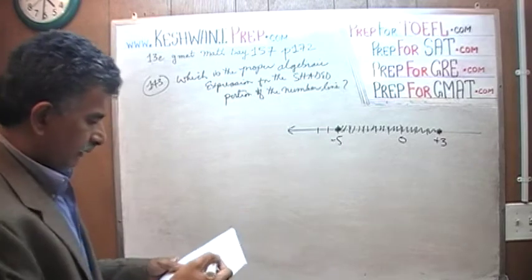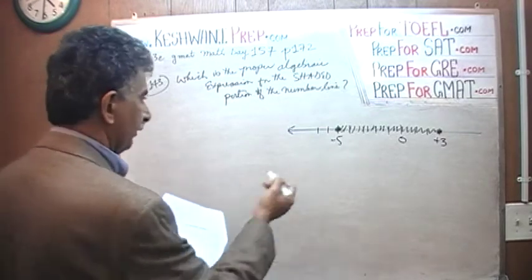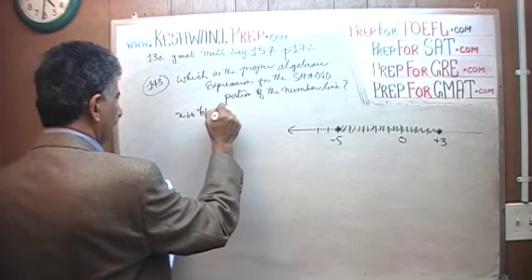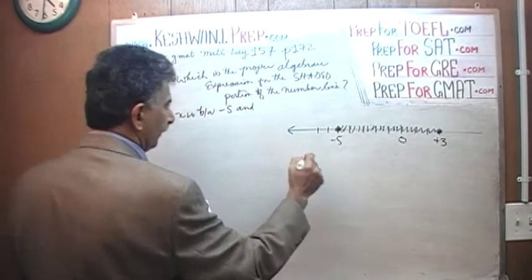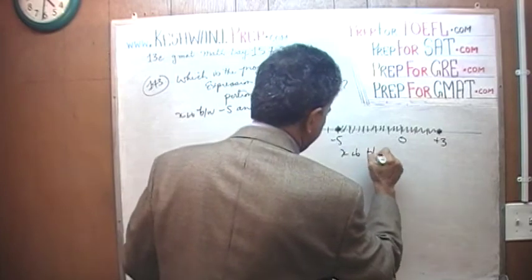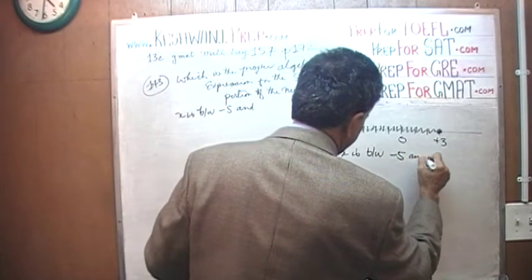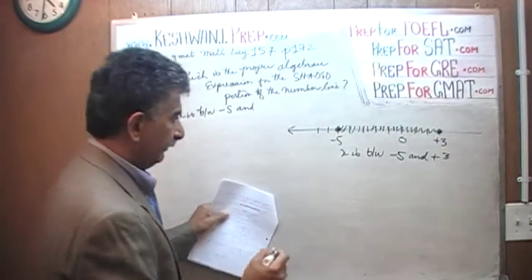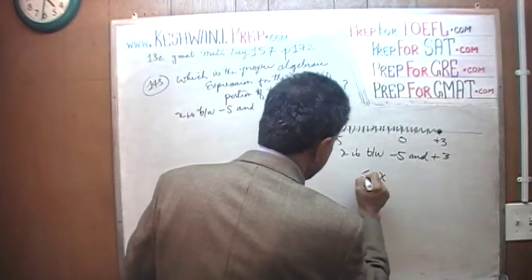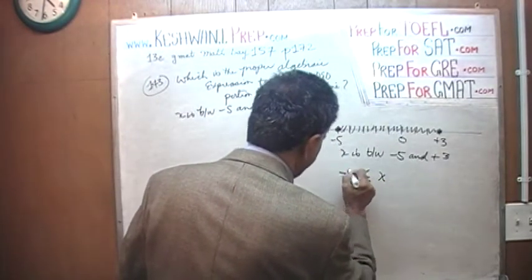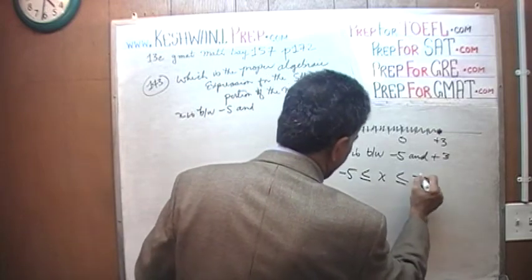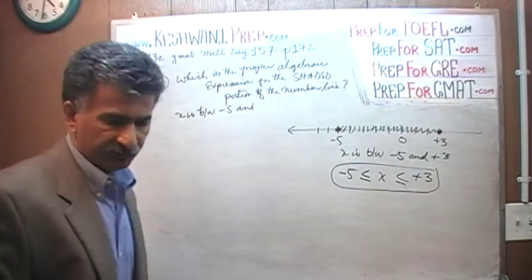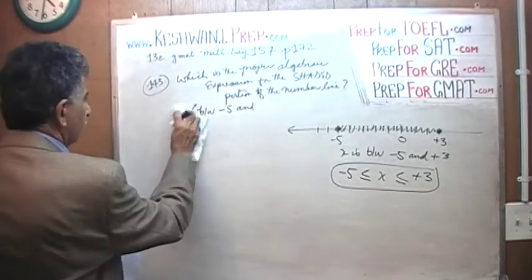Let's see what they give us. So here, as you can see, x is between negative 5 and positive 3. And how do we write it? This is how we write it. X is between, which means it has to be greater than or equal to negative 5 and less than or equal to positive 3. This is what we're looking for. We're looking for something that gives us this. Let's look at the answer choices.